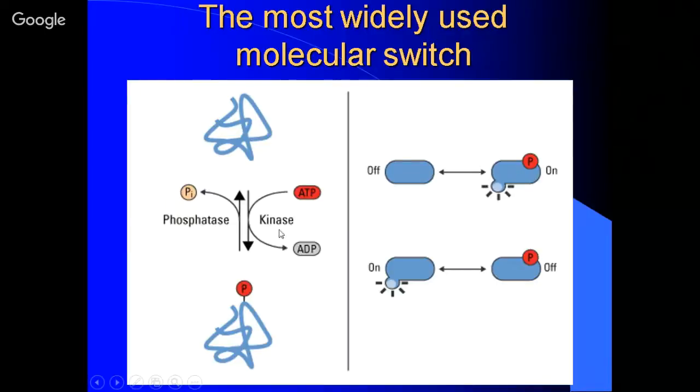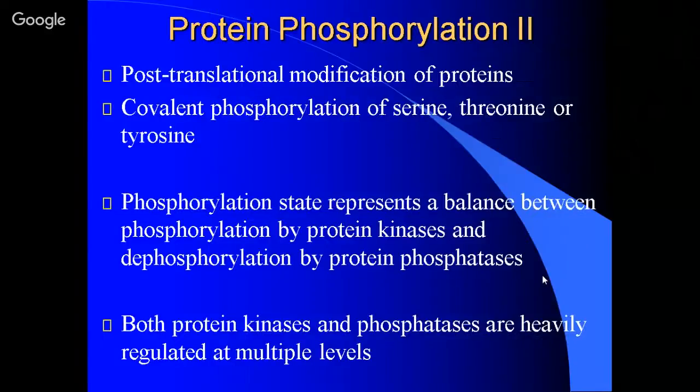It's basically you have a kinase and you have a phosphatase. The kinase puts the phosphate on a particular hydroxyl residue and the phosphatase takes it off. And that can either turn the system on or turn the system off, depending on the specific system. So you've got tons and tons of specificity, and that's what we're going to be looking at.